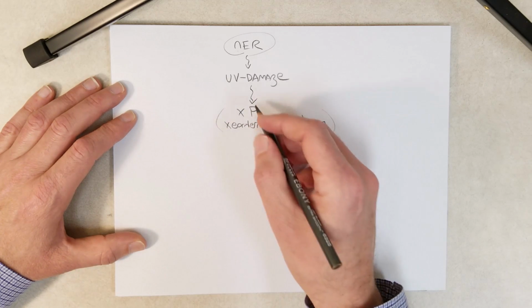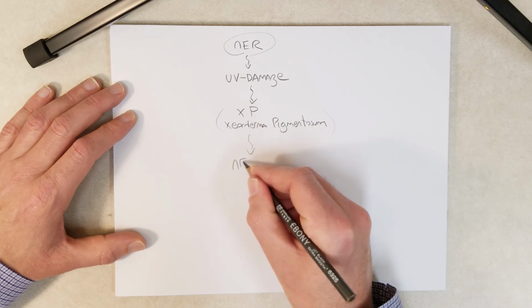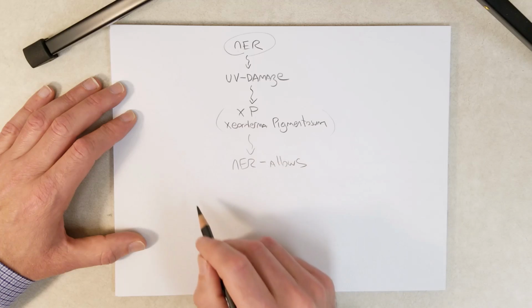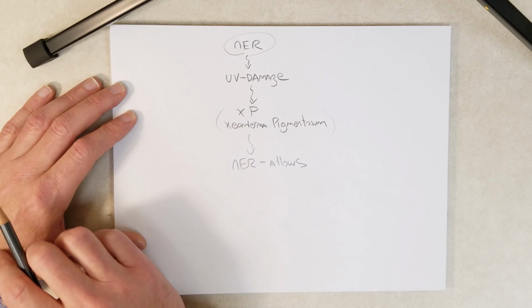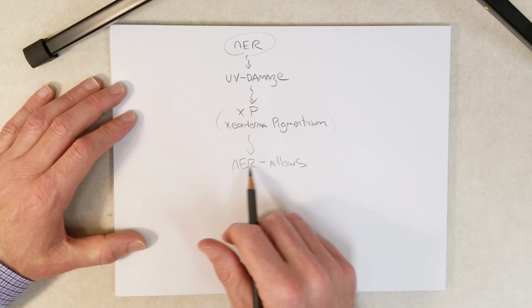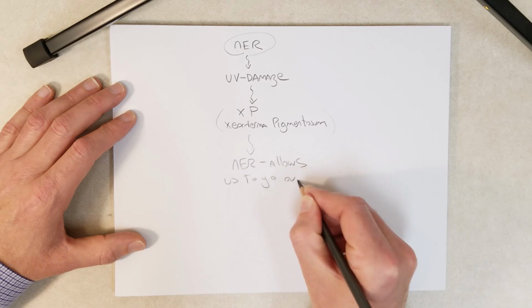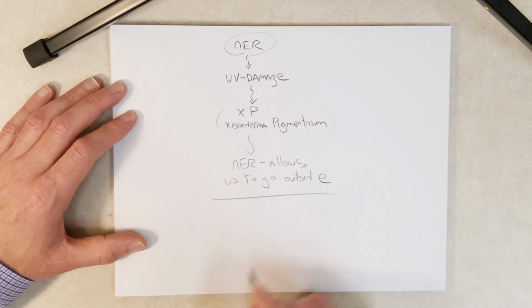So NER is important. NER allows us to go outside. Individuals with XP can't even really go outside. So NER allows us to go outside. So, pretty important mechanism, right?